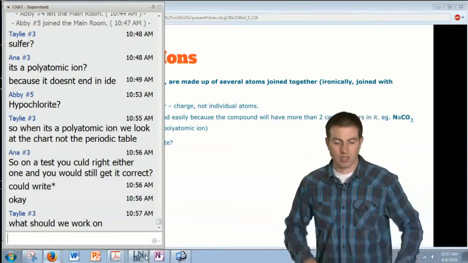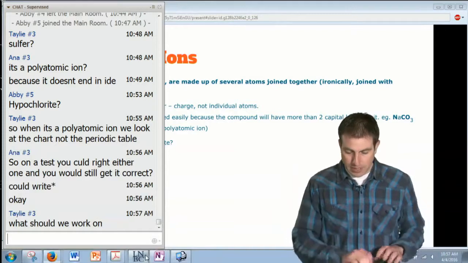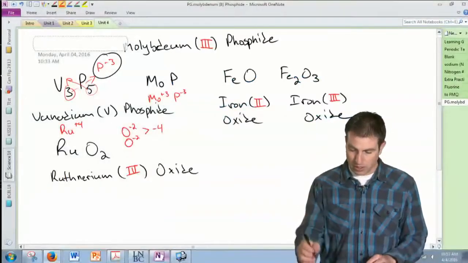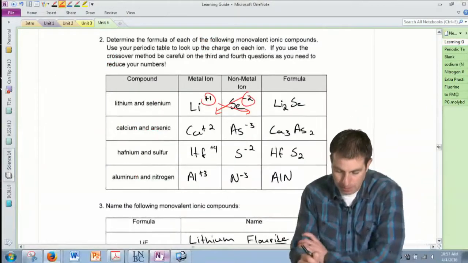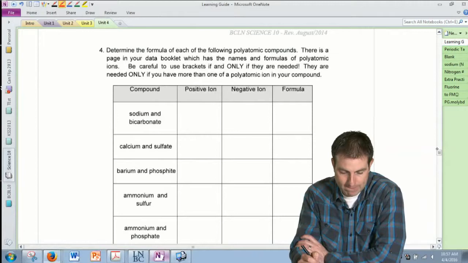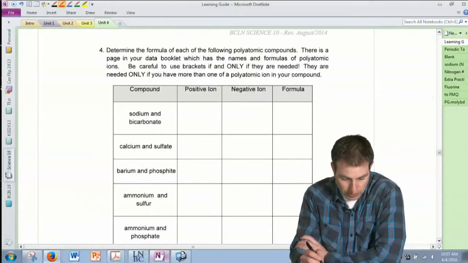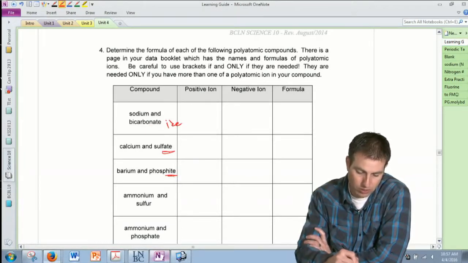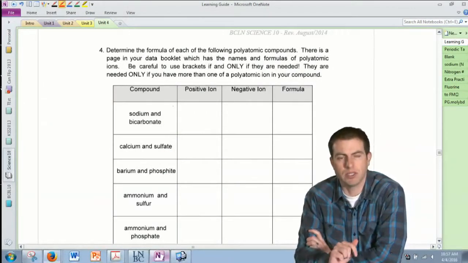Taylor, what should we work on? Great question. What you should work on is this. In the learning guide, there are some questions: determine the formula for each of the following. You notice that these have polyatomics. So we have some bicarbonate, sulfate, phosphite. These aren't ides anymore. So as soon as you see ates or ites, you know you're talking about polyatomics.